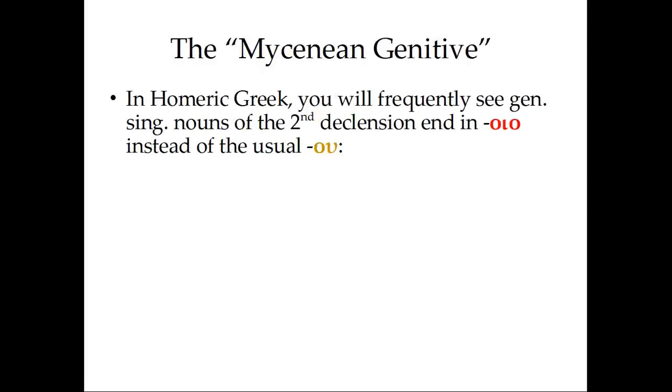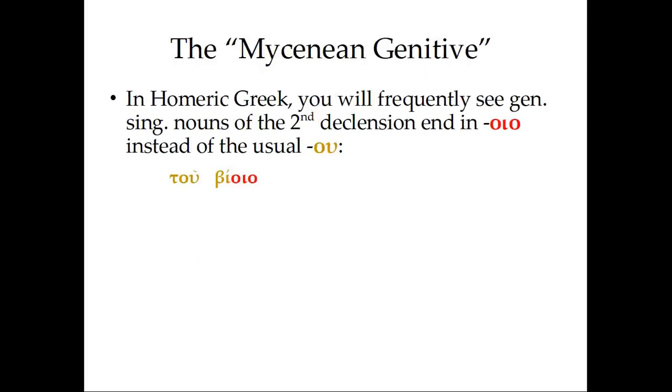In Homeric Greek, you will frequently see genitive singular nouns of the second declension end in -oio instead of the usual -ou. This is known as the Mycenaean genitive. For example, bios, life, way of life. In the genitive, normally we would see tou biou. However, in Homeric Greek, we might see tou bioio.